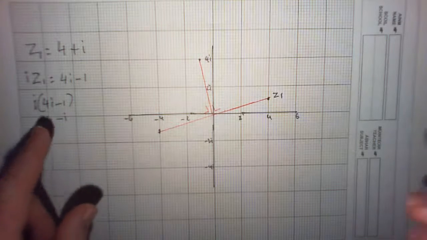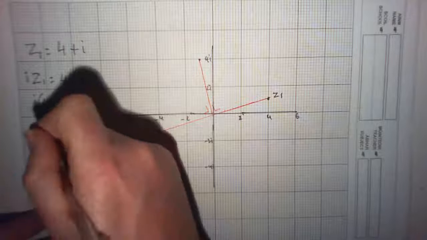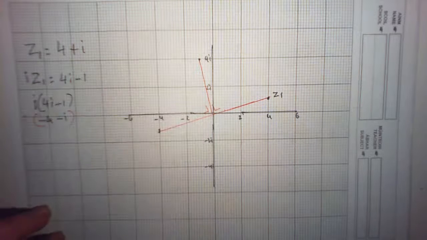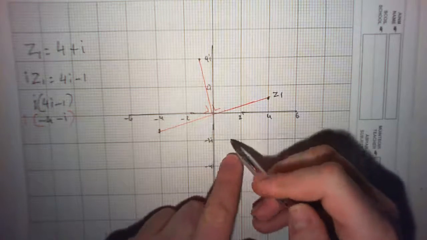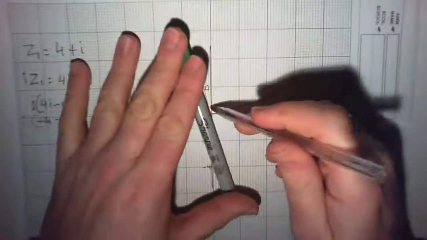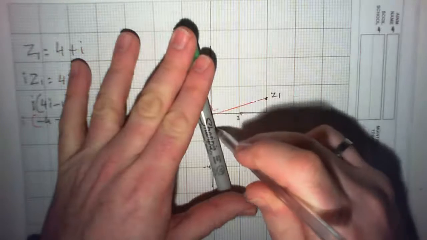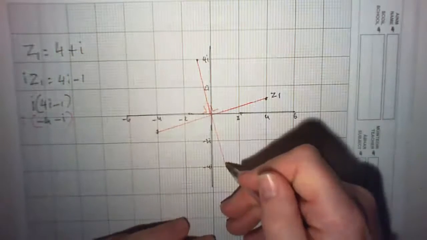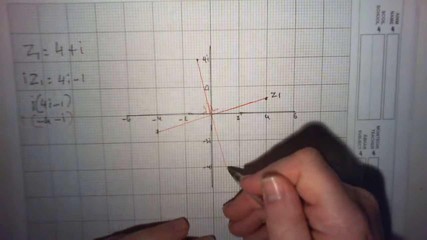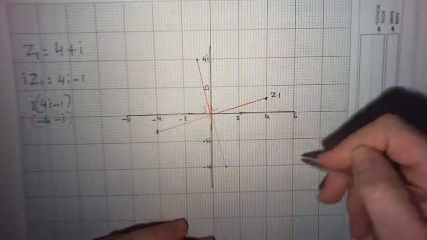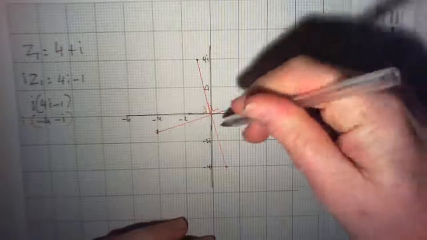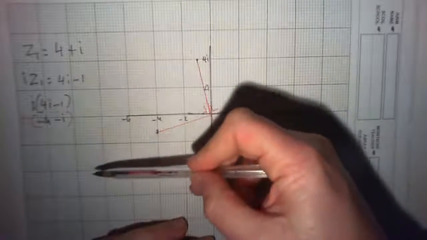And guess what happens if I multiply that by i again. Yes, you are right. It will go down. I could even predict where it's going to go. It's going to go down this way. It's going to go down here. Minus 4 plus i. So it'll rotate around by 90 degrees every time you multiply it by a new i.